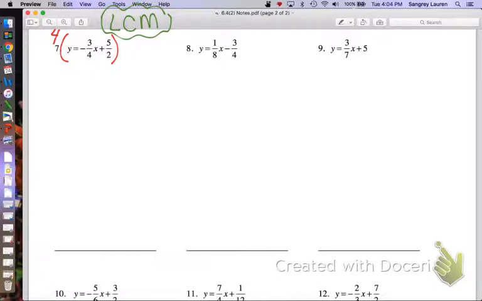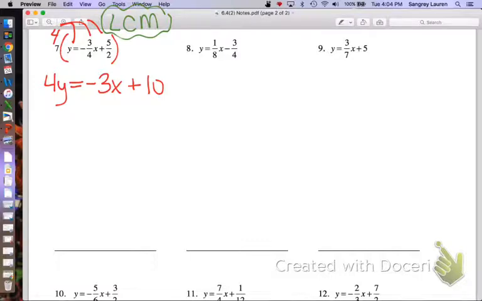So now this is going to be just like what we were doing on the front. I put parentheses around the whole equation, and we are going to distribute to every single term. So 4 times y is 4y. Negative 3/4 times 4 is negative 3, so that's a negative 3x. 5 over 2 times 4 is going to be 10. And again, if you need to use your calculators, just remember to put parentheses in your calculator.